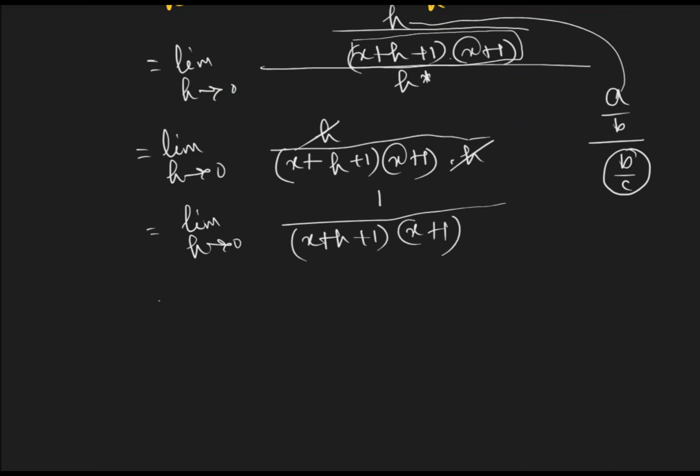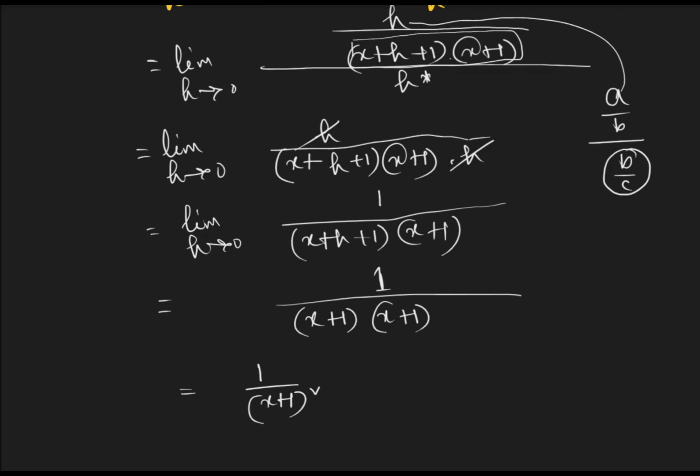Now this is the right time to plug in the value of h equals 0. So 1, here x plus 1 and here x plus 1, as h is equal to 0. So we could write down 1 over x plus 1 whole square. So this is the final answer.